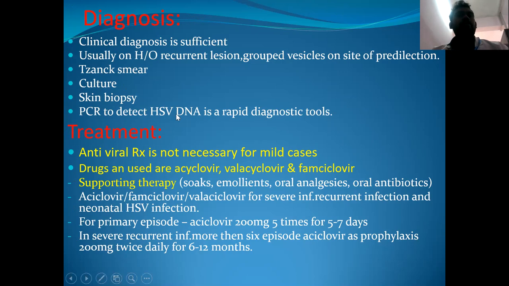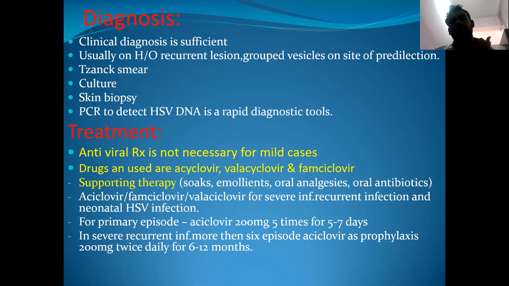So for treatment, antiviral treatment is not necessary if it is a mild case. Commonly used drugs are acyclovir, valacyclovir, and famciclovir. We can also advise supportive therapy such as soaks, emollients, oral analgesics, and oral antibiotics. Acyclovir, famciclovir, and valacyclovir can be given for severe, recurrent infection and also for neonatal HSV infection.